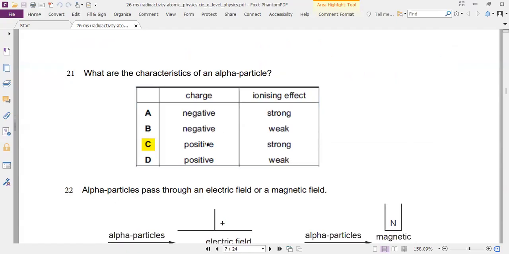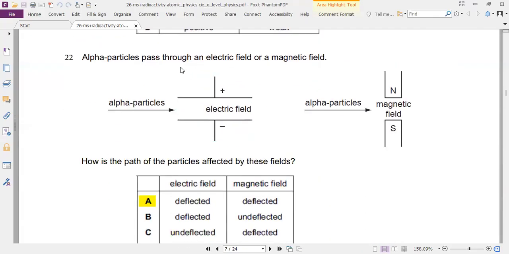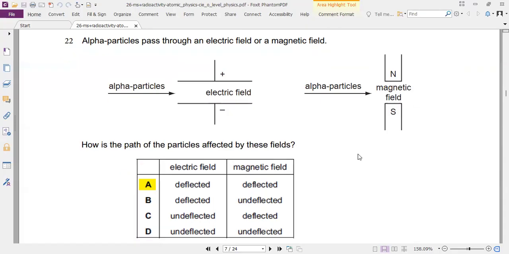Alpha particles are positively charged and their ionizing is strong. Alpha particles pass through an electric field or a magnetic field. How is the path affected? In both they are deflected. In an electric field they are deflected, so in a magnetic field, because they are charged particles. They experience a force.